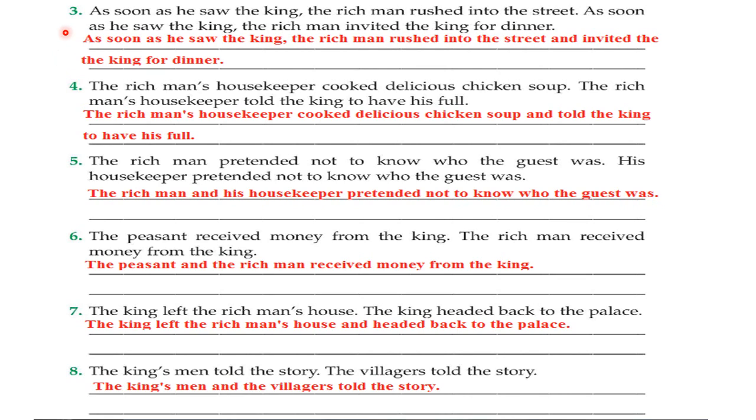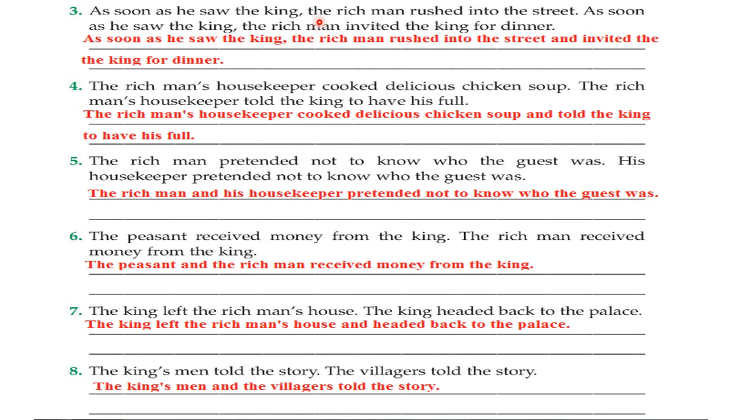In the third one, as soon as he saw the king, the rich man rushed into the street. As soon as he saw the king, the rich man invited the king for dinner. Here we have the same opening phrase, as soon as he saw the king, in both sentences. In the first sentence, the predicate is rushed into the street. Who rushed into the street? The rich man. In the second one, the predicate is invited the king for dinner. Who invited the king for dinner? The rich man.